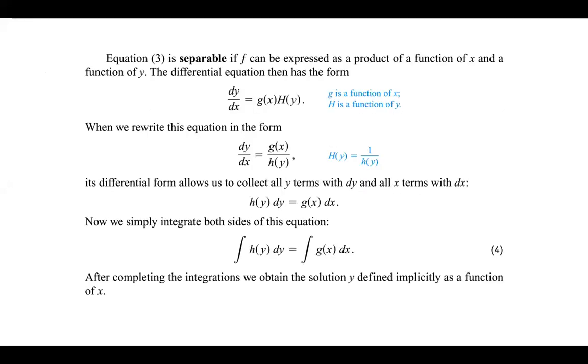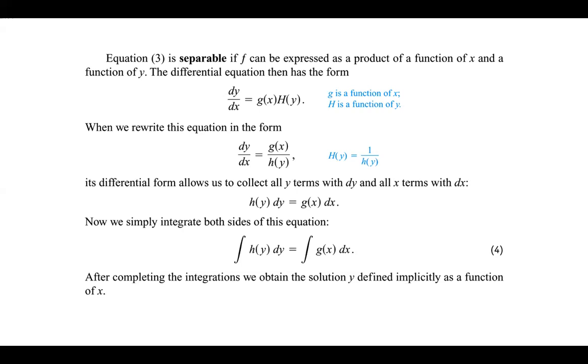That equation is called separable if f can be expressed as a product of a function of x and a function of y. So that differential equation would have the form dy dx equals g of x times h of y. When we rewrite this equation in the form dy dx equals g of x over little h of y, so they've renamed this function, its differential form allows us to collect all y terms with dy and all x terms with dx. So you saw how we did that just a moment ago. And then it looks like h of y dy equals g of x dx.